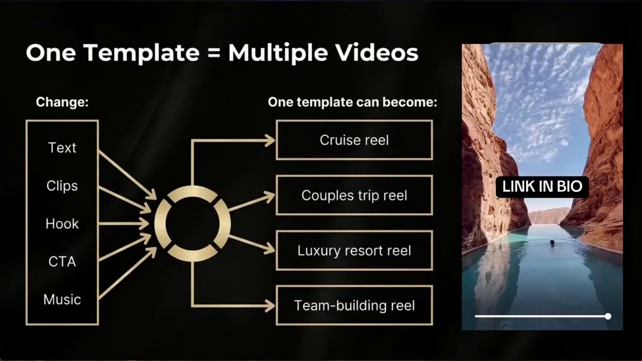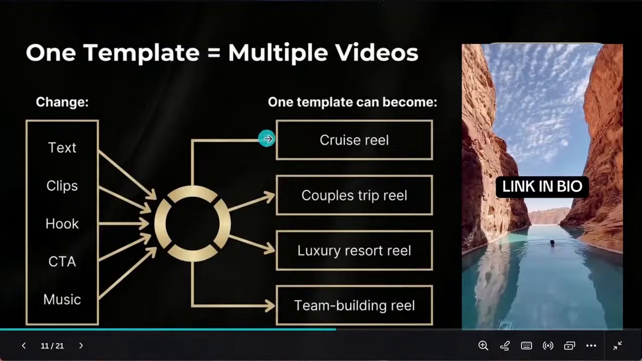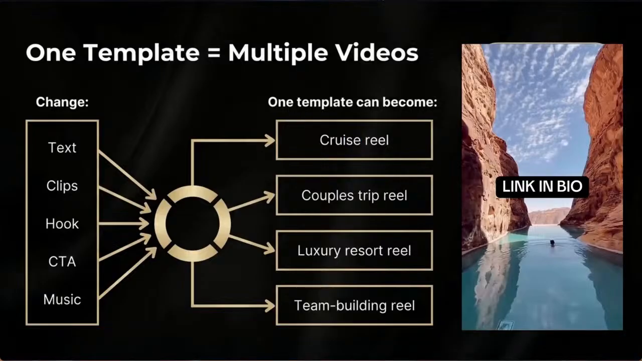One template, I take 2 or 3 of those videos, and then we make it into multiple videos by changing the text, changing up the position of the clips. You can rearrange them, change the hook, and then of course, change the call to action. This one says link in the bio, but the other ones we're telling them to check the comments, right? And of course, every time we're doing different music. So we could take these 5 different ideas and then make 4 different videos out of it. One's a cruise reel, one's a couples trips reel, one's a luxury reel, and then the last one's for team building. That way we're maximizing all of our content and having the ability to use it for different reasons.